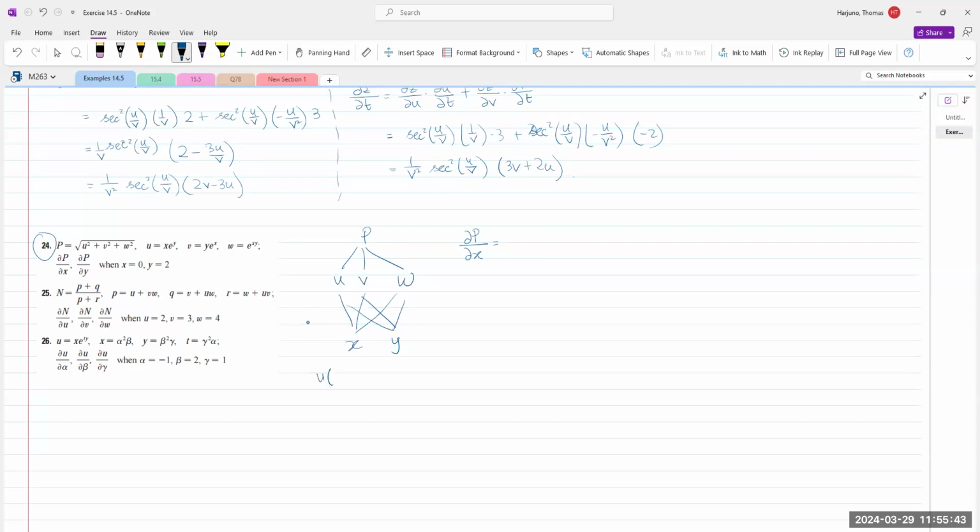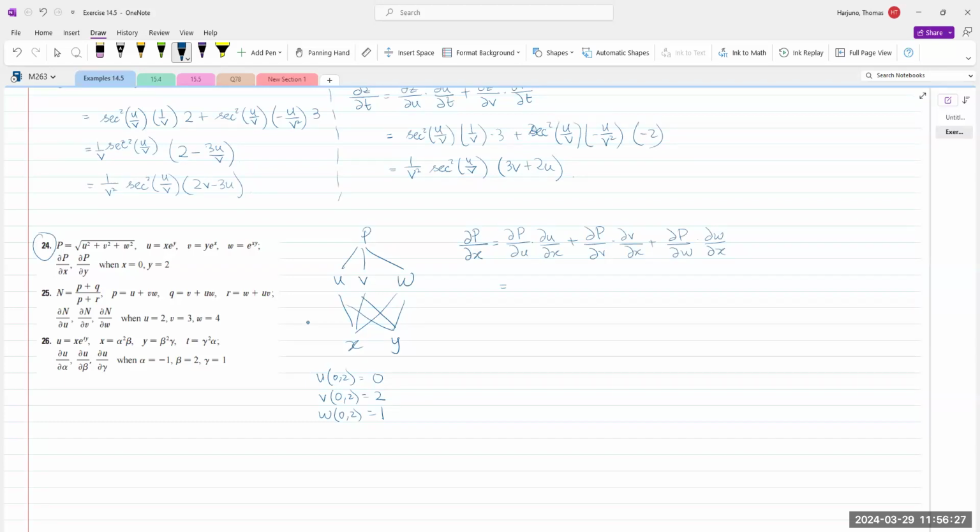How about u(0,2)? u(0,2) is 0. v(0,2) is 2, and w(0,2) is 1. Okay, so ∂p/∂x will be ∂p/∂u times ∂u/∂x plus ∂p/∂v times ∂v/∂x plus ∂p/∂w times ∂w/∂x.